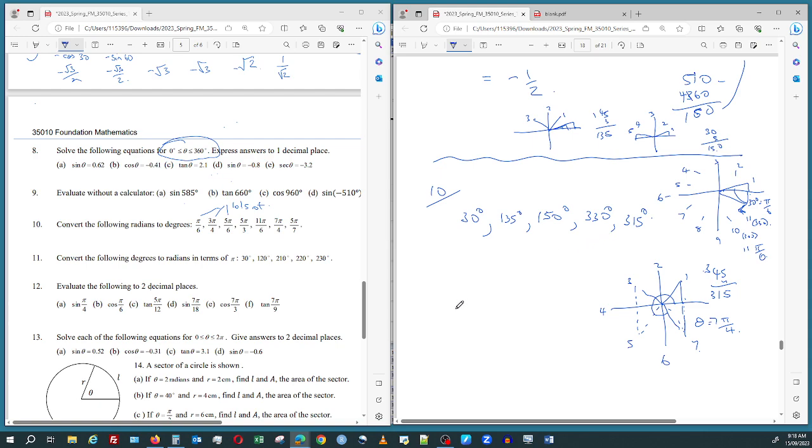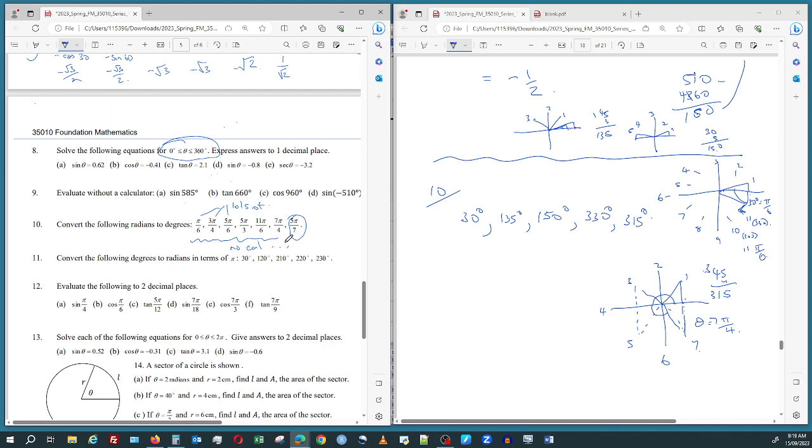So pi on 7, because it's not an exact value, we will single it out. 5 lots of pi on 7. Everything else was exact values trick. This whole thing can be done by sight. Okay? No calculator. Using exact values trick. Very good.